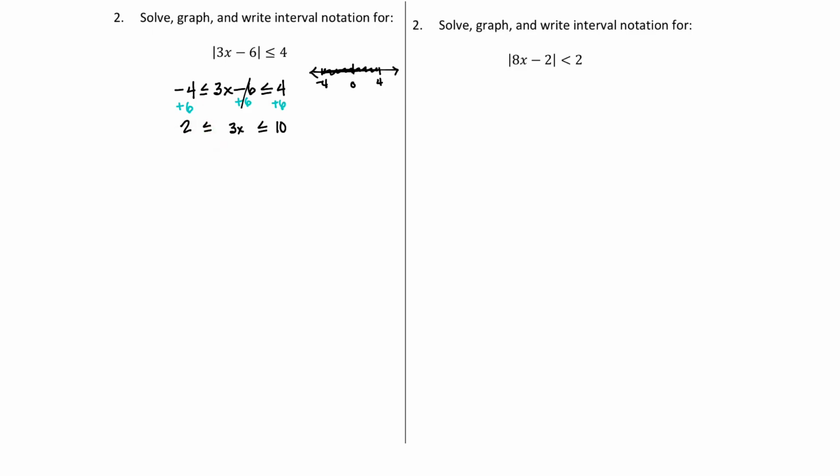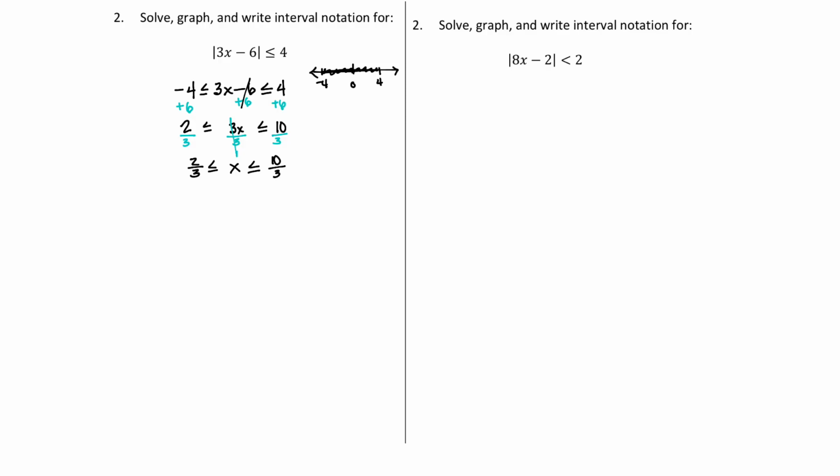Okay, now we're going to divide by the coefficient. So divide, divide, divide. All three parts. These cancel. So we end up with 2/3 is less than or equal to x, which is less than or equal to 10/3.